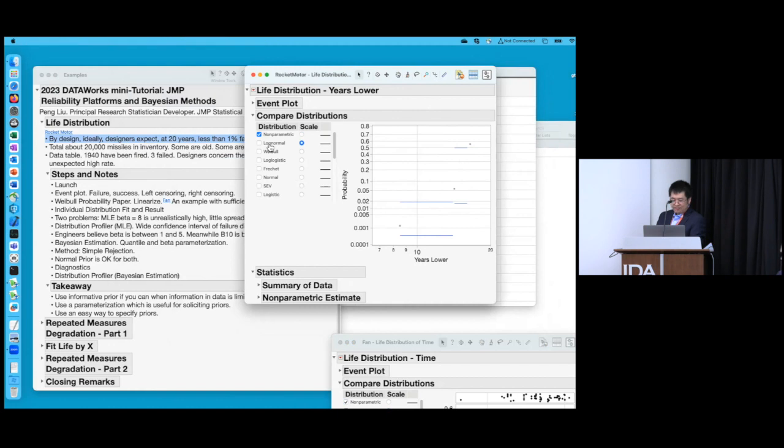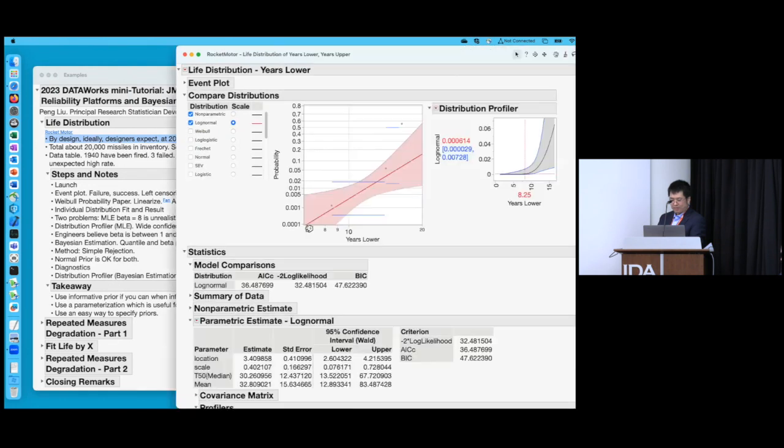Let me fit one parametric distribution by clicking one of the checkboxes here. Let me click this lognormal. You see that the line kind of goes through these 3 dots. It can be up a little bit on the right. It can be down a little bit on the left, but approximately it's still close.